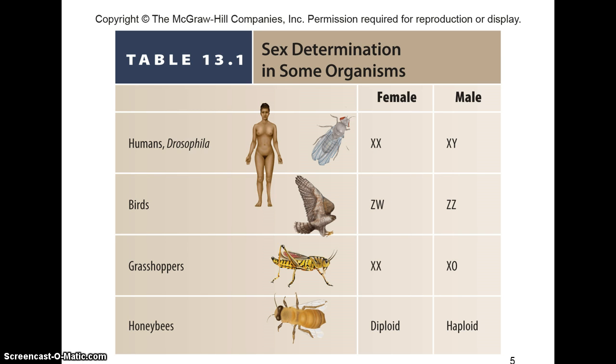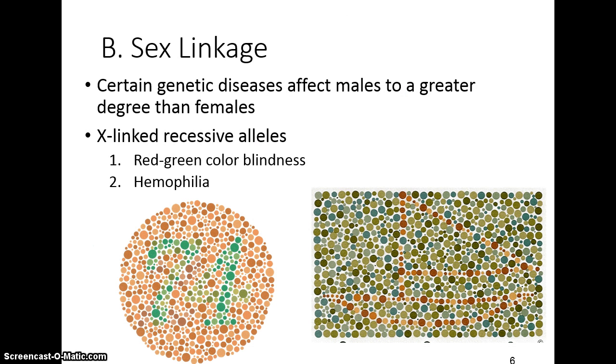There are some other systems. In birds, the females actually have the equivalent of the Y, but they call it a ZW rather than an XY. Grasshoppers, if they only have one X, they are male. If they have two X, they're female. And honeybees, whether they're diploid or haploid determines whether they are male or female.